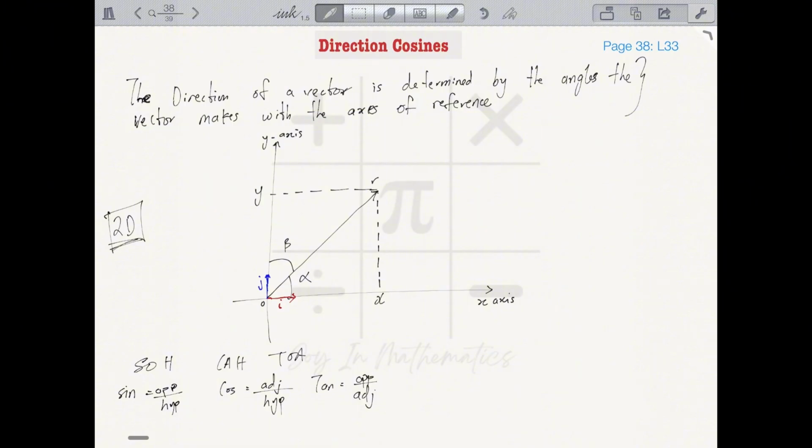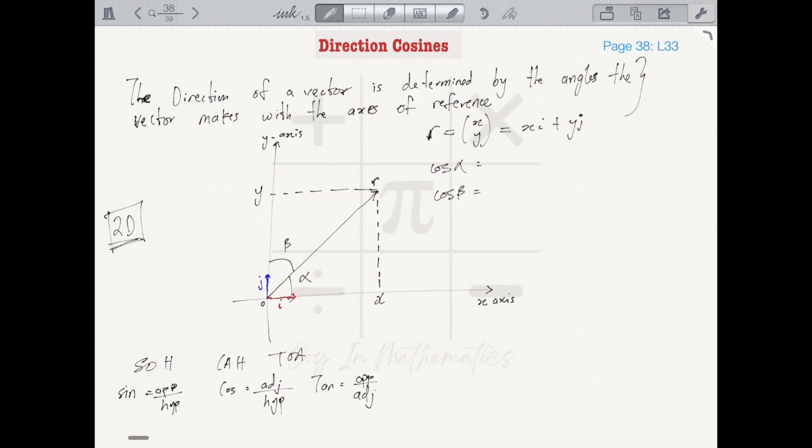Now, the column vector for R, let's call this R, is equal to (x, y), because it is x on the x-axis, y on the y-axis. If we write it in terms of unit vectors, we will have xi plus yj. Now we want to evaluate cos alpha and we also want to evaluate cos beta.